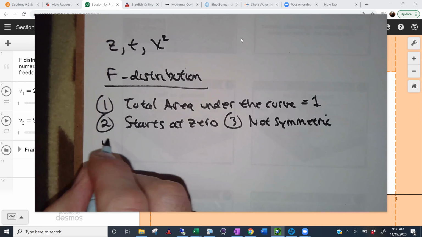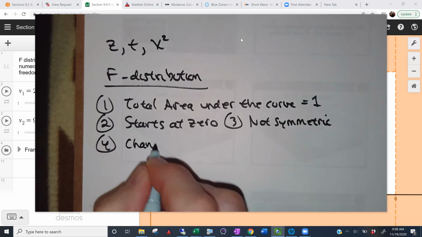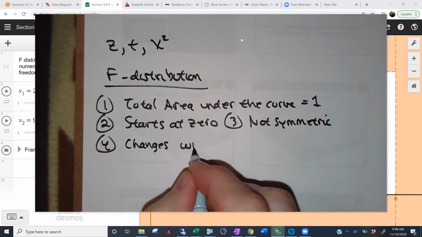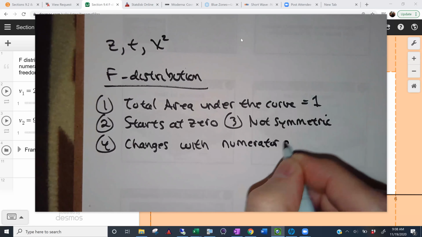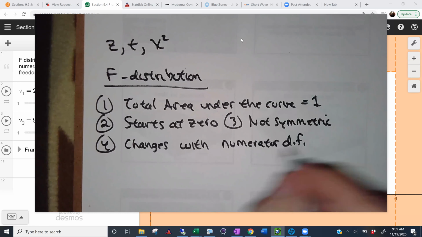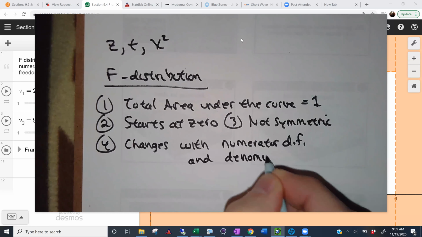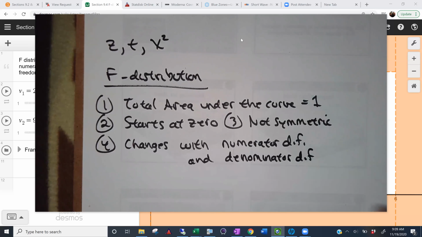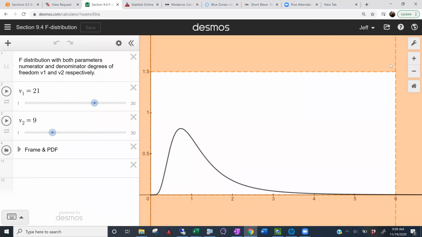And this is kind of wild. It changes with numerator degrees of freedom and denominator degrees of freedom. So there's two sets of degrees of freedom associated with our F distribution. And I believe I put the link in the chat, right? So if you wanted to play around with this curve, you can.